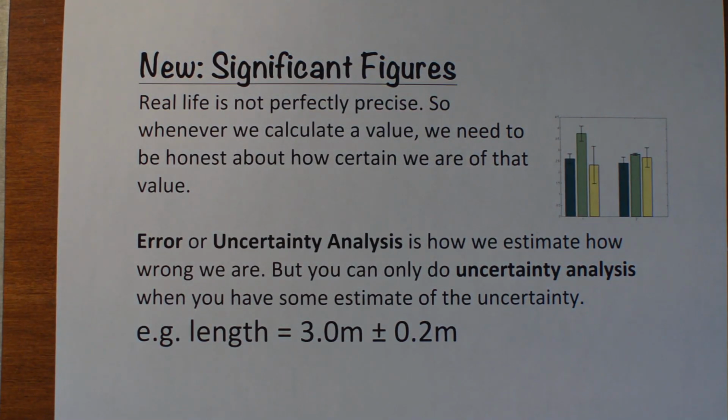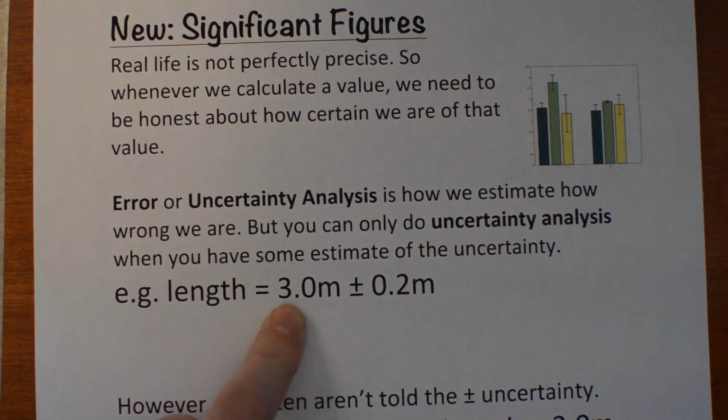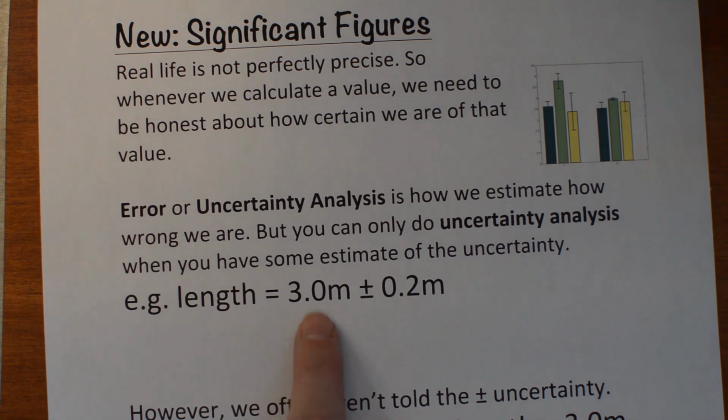So real life isn't perfectly precise. In real life, if you talk about a length, you might say something is 3 meters long, but we have to talk about how precise that 3 meters is. Is it 3 meters plus or minus maybe 20 centimeters, like 0.2 meters? Is it 3 meters maybe plus or minus 0.02 meters, like just 2 centimeters? Or maybe plus or minus just 2 millimeters or 5 millimeters, or I don't know.